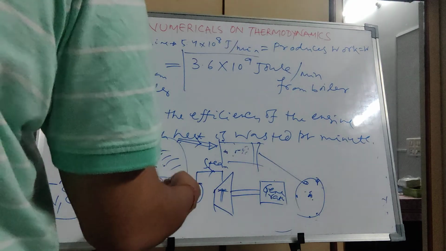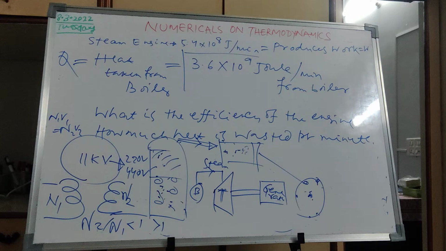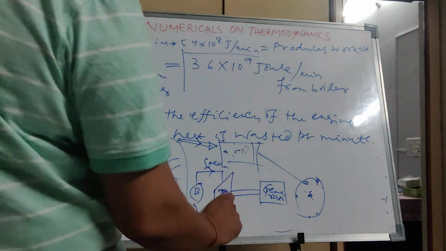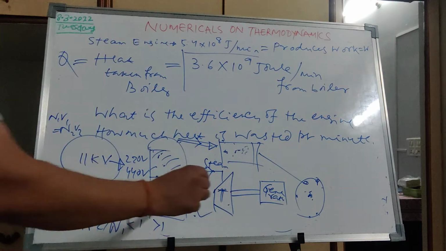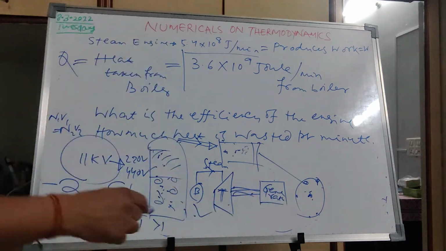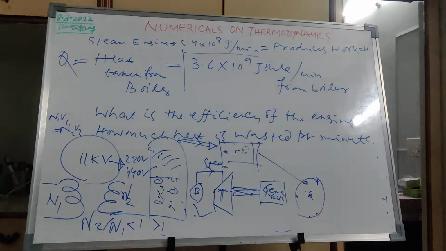While explaining the steam engine, I have just touched on this. What are the different components of a power plant? A boiler. The boiler produces steam. Steam drives the turbine. The turbine gives some work, and it will rotate the shaft. This shaft is coupled to the generator shaft.